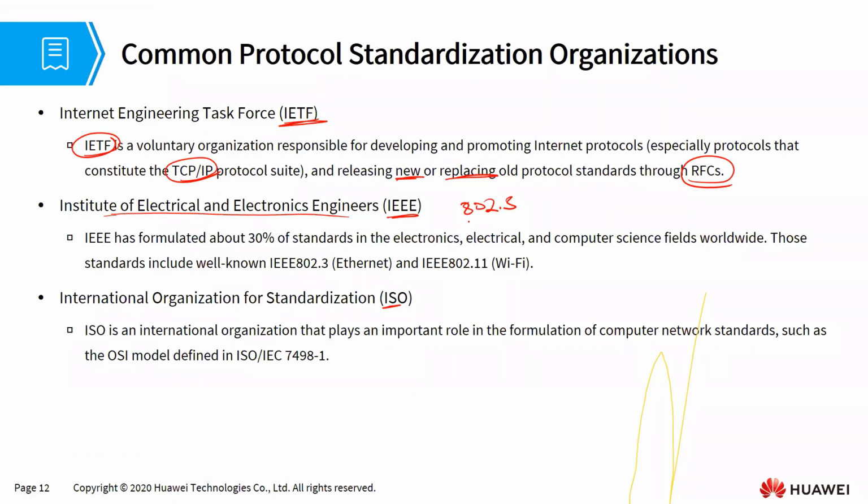Now, in this course, we are going to talk about IEEE 802.3. We shall talk about IEEE 802.11. We shall talk about IEEE 802.1, then Q, D, W, and so on, depending on the protocol. These standards you keep hearing about, IEEE, have been developed by the Institute of Electrical and Electronics Engineers. It has formulated about 30% of all standards in the electronics, electrical, and computer science fields worldwide. Those standards include the well-known .3 for Ethernet and .11 for Wi-Fi.